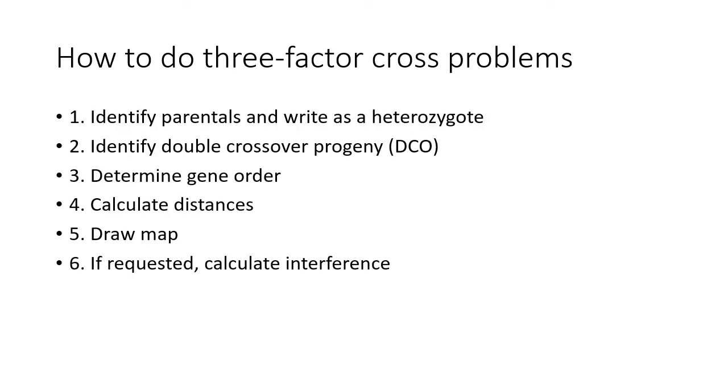Okay, what you do is identify parentals, write as a heterozygote, then you identify the double crossover progeny, determine the gene order, calculate the distances, and draw the map. In some cases, you may be asked to calculate interference.